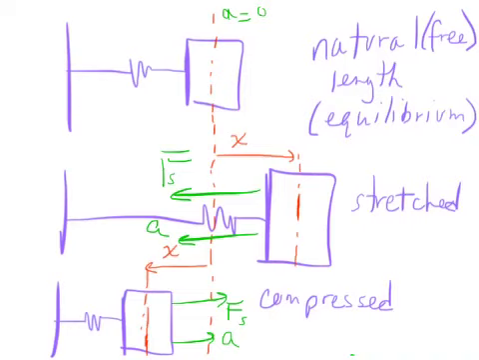Know your terms. I'm not going to go over them all, but know period is the time it takes for one cycle. Frequency is the number of waves per unit time. Amplitude is the maximum displacement from equilibrium. We've defined them all. I'm not going to define them all again. Look in your notes.